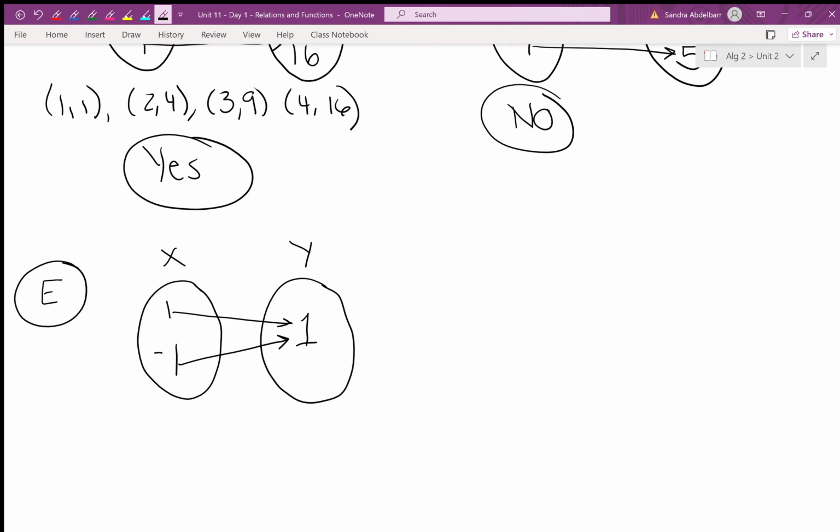Okay, so in this scenario, are any x coordinates being repeated? What is being repeated? The y coordinates are being repeated. Is that okay? It is absolutely okay. This is still a function.